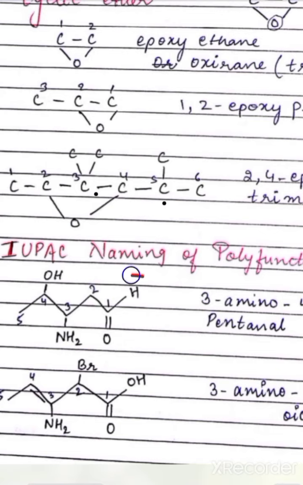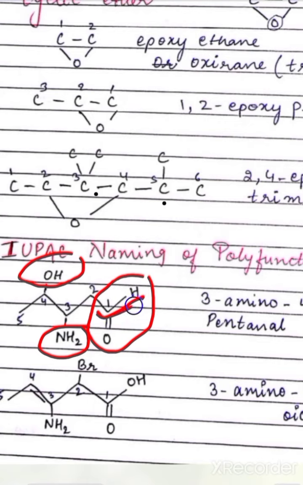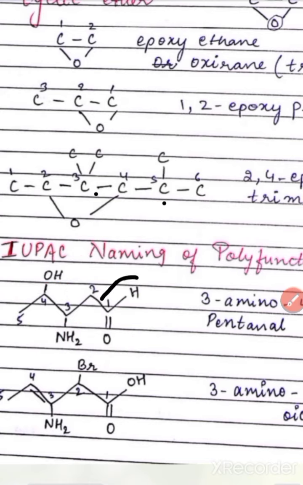It has this hydroxy functional group, and amino functional group. But the CHO group, the aldehyde group, comes higher in priority order, so this will form the base name, and these two will be treated as substituents. So this will form our base name, and this will be our main parent carbon chain including the functional group.